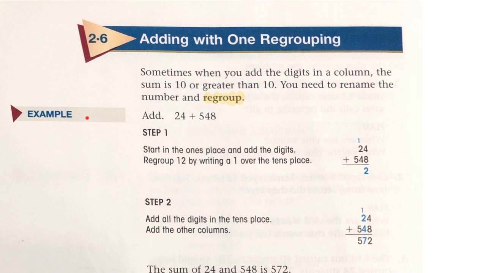For example, add 24 plus 548. Step 1, start in the ones place and add the digits. 4 plus 8 is 12. We have to regroup 12 by writing a 1 over the tens place. We put the 2 in the ones place and regroup the 1 to the tens place.